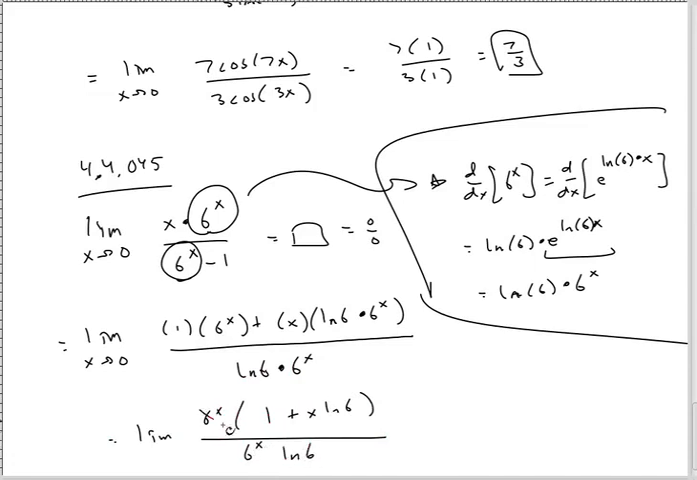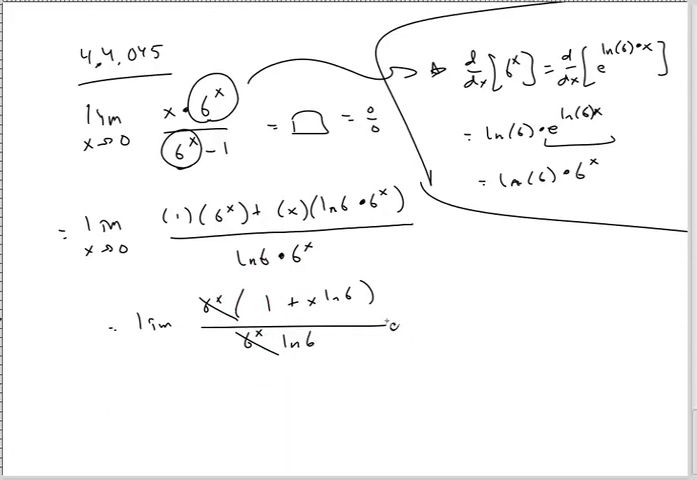Something kind of like this, and they can cancel. And if I plug in now that 0 right here, I would get 1 over ln 6. And that's actually your answer.